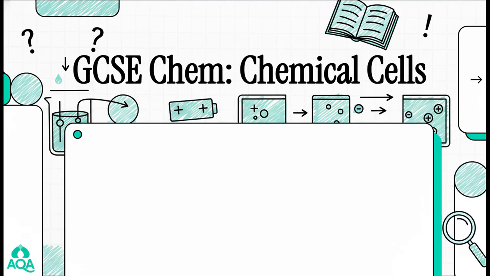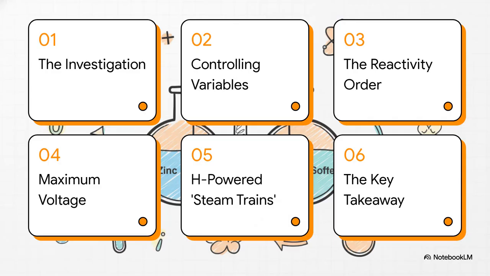Have you ever stared at a big exam question and just had no idea where to even begin? Well, today we're going to tackle that feeling. We're breaking down a classic GCSE chemistry question about chemical cells, step by step. And we'll be using the official mark scheme to see exactly what the examiners are looking for. Let's dive in.